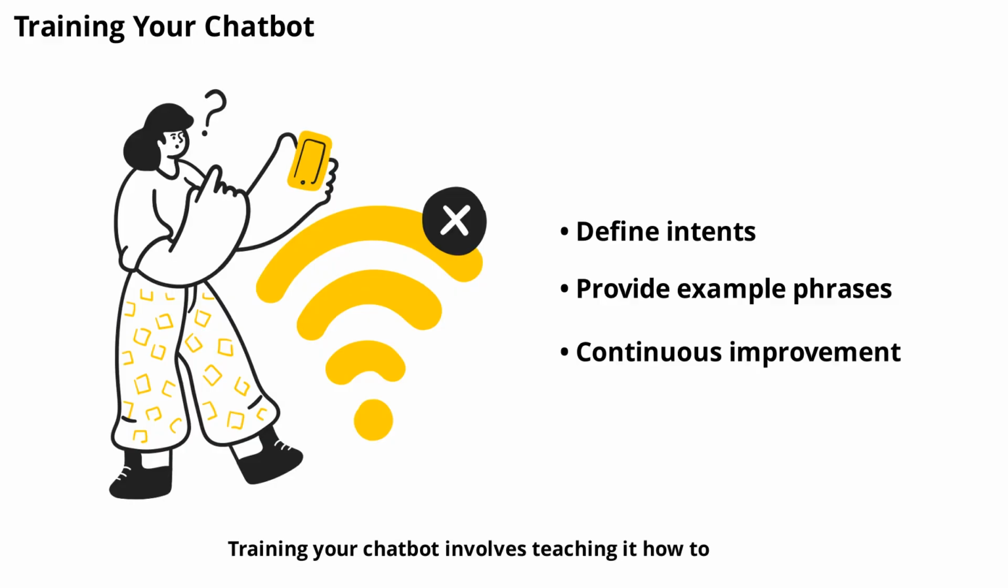Training your chatbot involves teaching it how to recognize different types of user input and respond appropriately. Most platforms let you define intents, like booking an appointment or answering a question, and provide example phrases for each intent. The more examples you provide, the better your chatbot will understand user requests. Training is an ongoing process, so keep updating your chatbot as you learn more about how users interact with it.